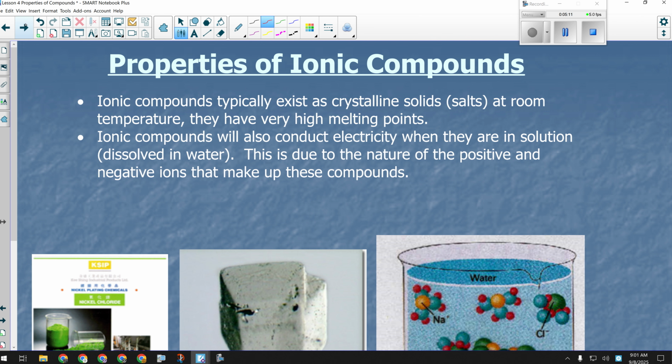So, things to know about ionic compounds. I mentioned earlier that we don't want to call something like sodium chloride salt, because salt is a general term for any crystalline substance that is ionic. So ionic compounds typically exist as crystalline solids or salts at room temperature, and they have very high melting points. That entire sentence or point, you should definitely have somewhere.